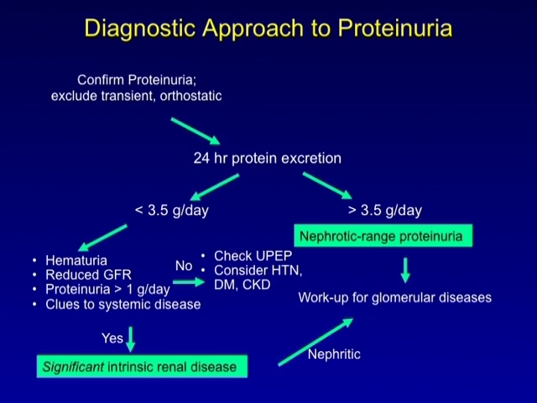Are these dysmorphic red cells? Are there red cell casts? Is renal function normal? What is the number for the proteinuria, and what other clues are there to systemic disease? If these are present, then we are going to be really worried, and we're going to end up on this pathway worrying about a nephritic picture and a more intense workup for glomerular disease, again culminating with kidney biopsy.